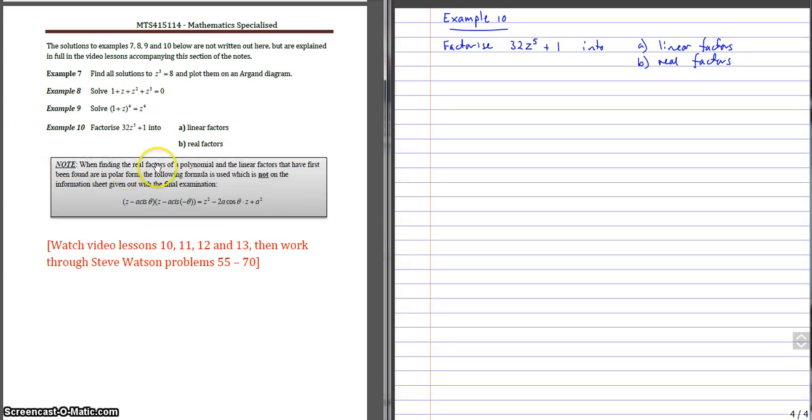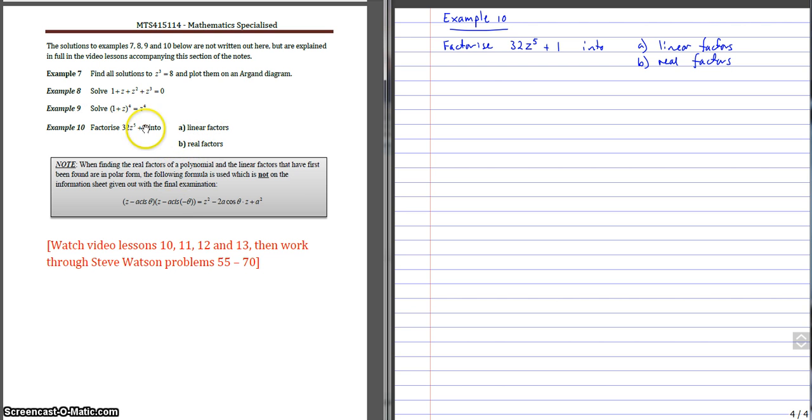So with this video we're just going to look at this particular example here where we're factorising 32z to the power of 5 plus 1 into linear factors and then into real factors. So sometimes you'll get a question like that where it's just asking you either to do both or just one or the other. Now what we're going to do is to start with linear factors.